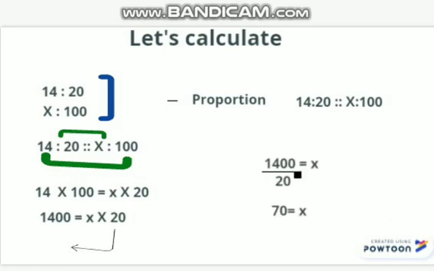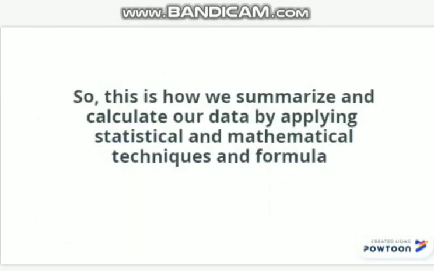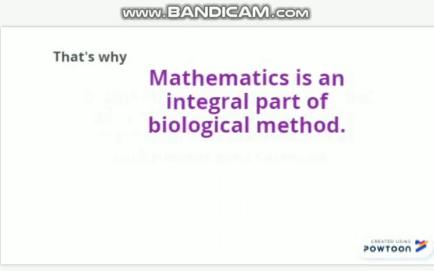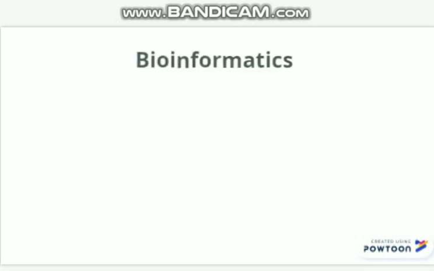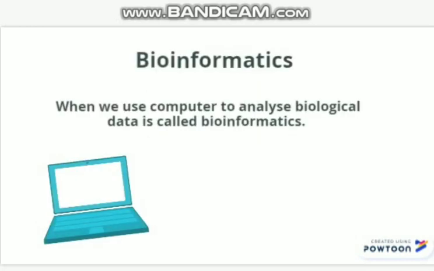70 is our answer. So this is how we summarize and calculate our data by applying statistical and mathematical techniques and formulas. Mathematics is an integral part of biological method. Integral means necessary. Mathematics is used in gene finding, protein structure, and protein-protein interaction. So when we use computer to analyze biological data, it is known as bioinformatics. Bioinformatics is a very important branch of biology nowadays.